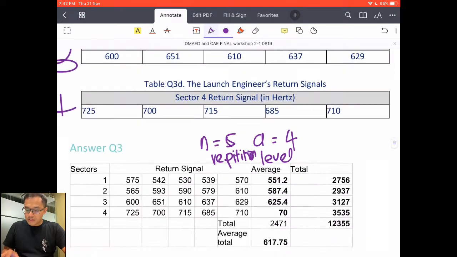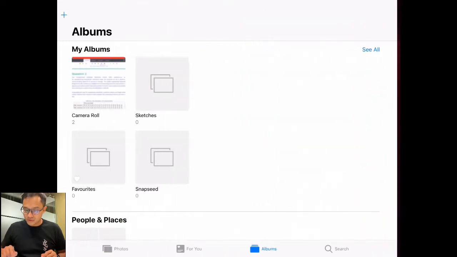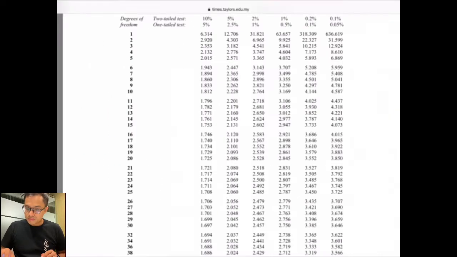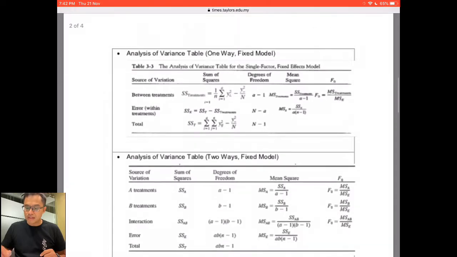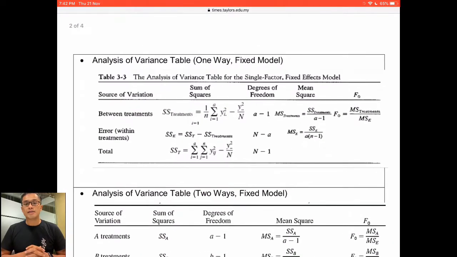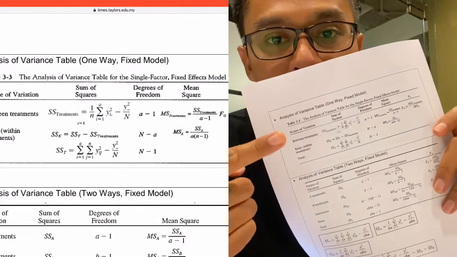Okay, so let's do the answer. Again, this answer is written in an Excel file, so you can find the equations. Let me go to my browser. To find these equations, please refer to page number 2 on the formula sheet, the analysis of variance table. I also printed it out, so it is on page number 2, as you can see here.